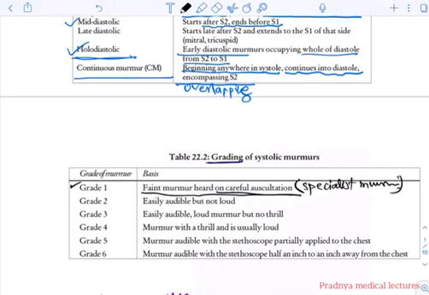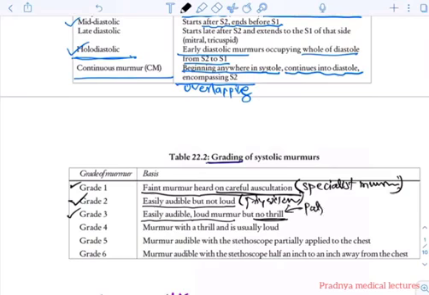Grade 1 is a specialist murmur, so it will be heard only on careful auscultation. Grade 2 will be easily audible but not loud. This is called a physician's murmur. It is easily audible but it is not loud. Grade 3 is an easily audible, loud murmur but without a thrill.